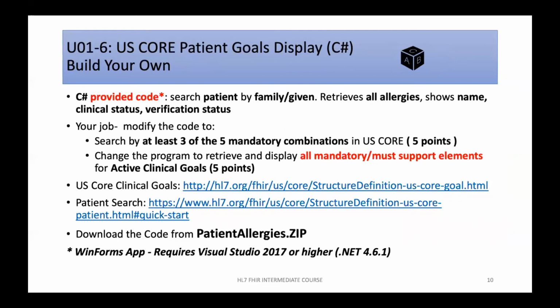The following assignment is about C#. We provide you with a C# code. And it's similar to the Python one. You have to search a patient and retrieve allergies, name, clinical status, and verification status. This is what the code does. It works. So your job is to modify it to search by all the combinations in US Core, and then change the program to retrieve all mandatory and must support elements for active clinical goals. You can download the code from that file. You need Visual Studio 2017 and .NET 4.6.1 to run it.